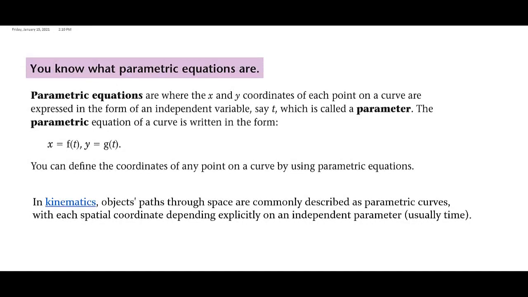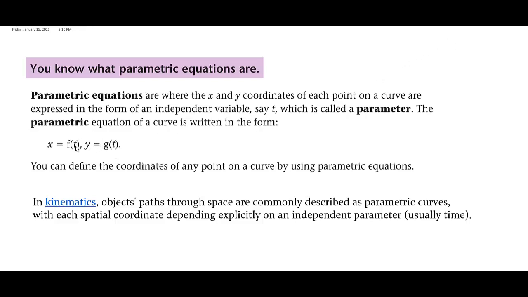What are parametric equations? In parametric equations, we write the coordinates of a point, that is x and y, in terms of t. In this case, we get two equations, one for x in terms of t and a second for y in terms of t. The general shape of these two equations is like this: x is a function of t and y is also a function of t.